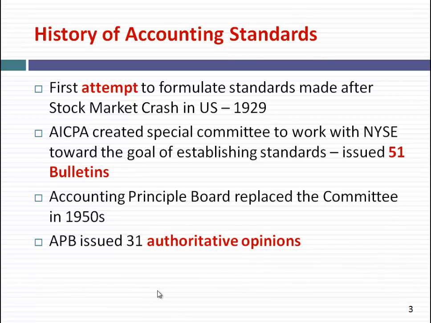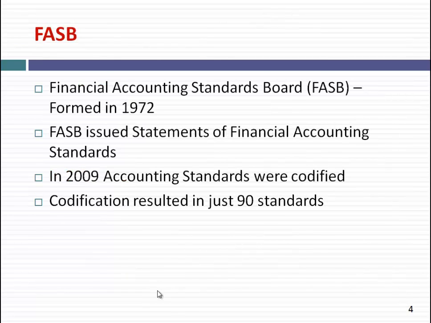Later, somewhere in the 1950s, this special committee was replaced by the Accounting Principles Board. The Accounting Principles Board issued some 31 authoritative opinions on accounting topics. But the serious attempt at accounting standards was made after the establishment of FASB, the Financial Accounting Standards Board, which was formed in 1972 in the US.